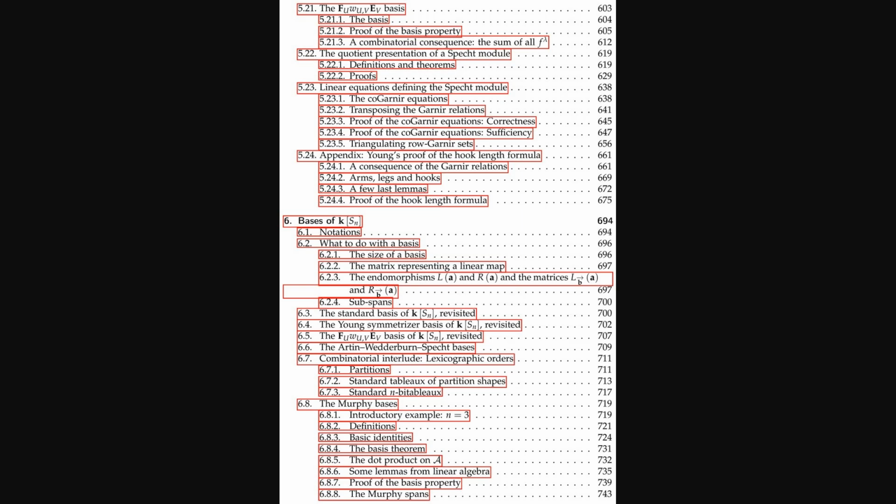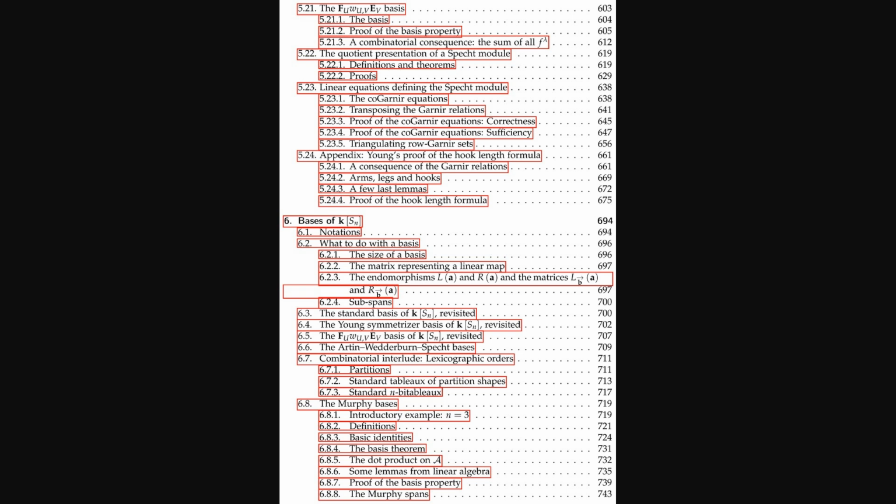This then leads into section 6, which is all about the different bases of the symmetric group algebra, KS_n. Now, a basis is essentially a set of fundamental building blocks. Think of them like primary colors that you can mix to create any other element in the entire algebraic structure. The authors cover several, like the standard basis and the Young symmetrizer basis.